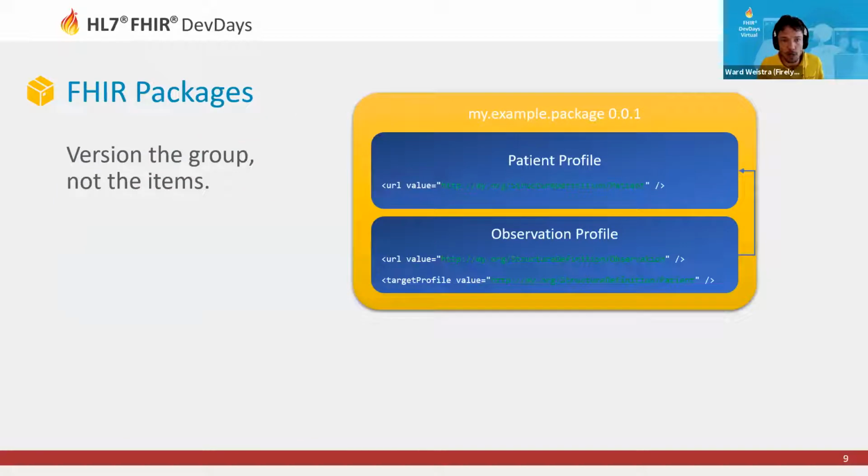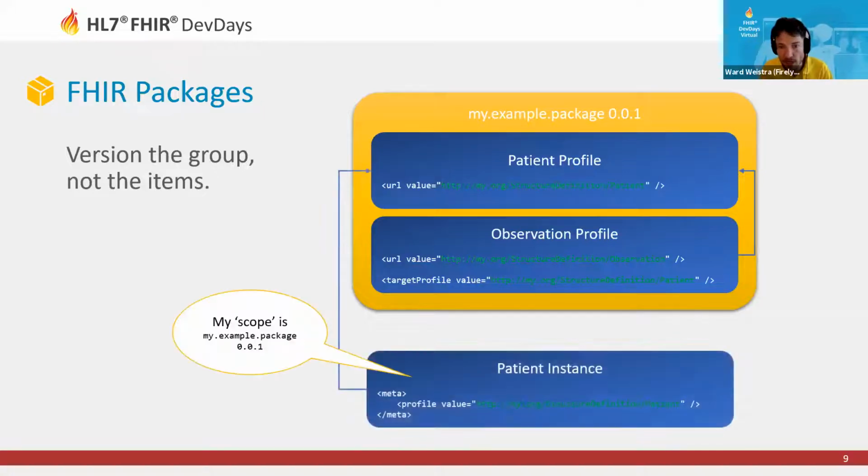And that's basically why we came up with FHIR packages. And this is not necessarily a new thing. We borrowed this from the software world, where we version a group of resources together rather than versioning the individual items. What we see here is that within this package called my.example.package and then version 0.0.1, we will have one patient resource and one observation profile.